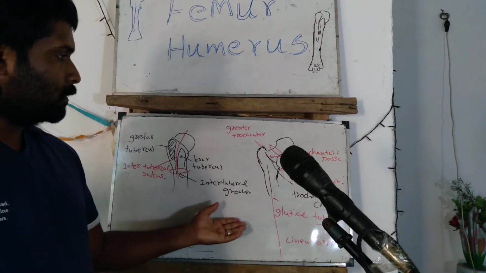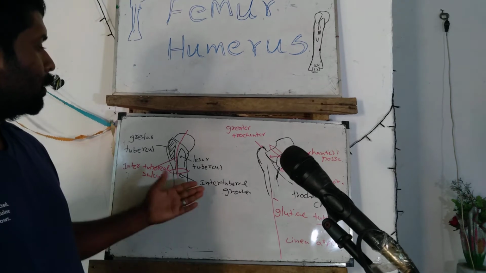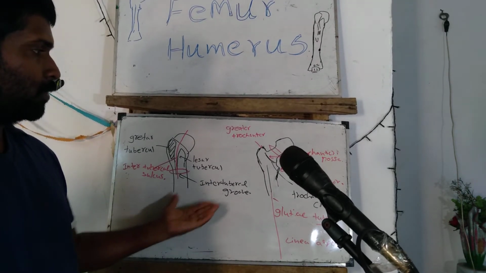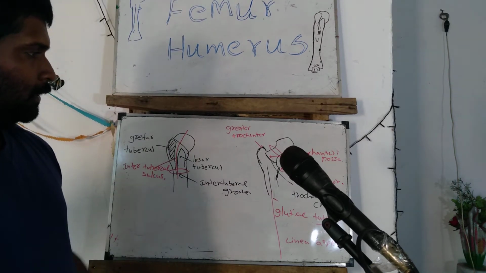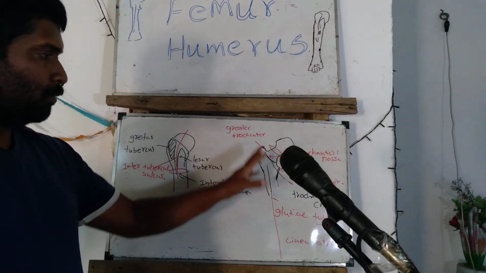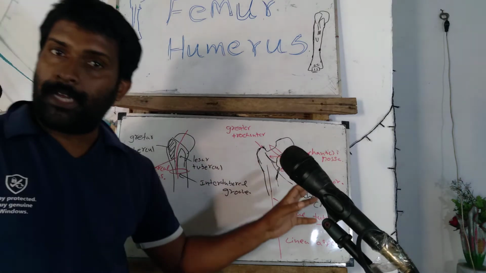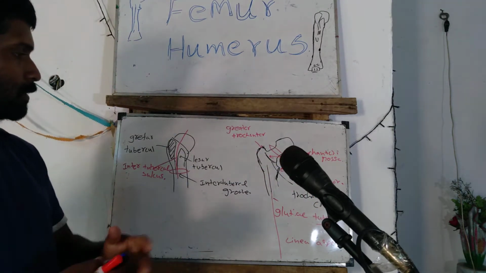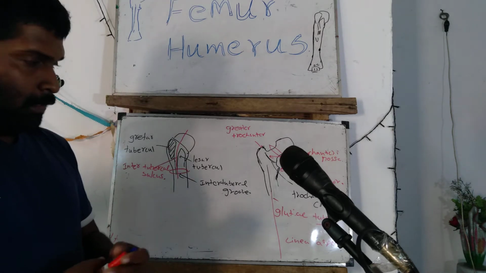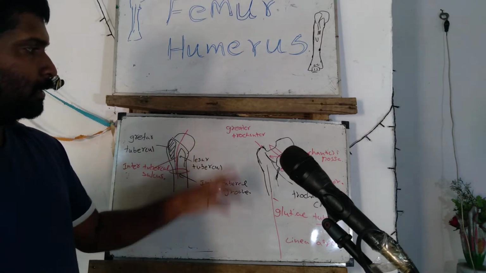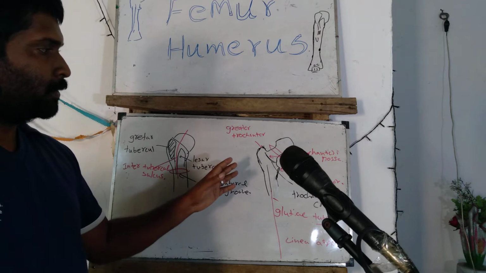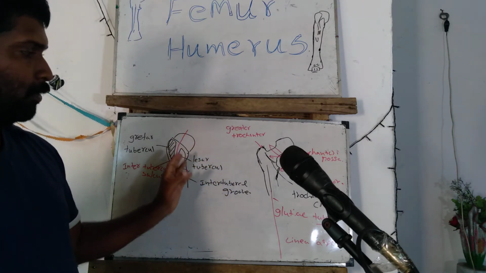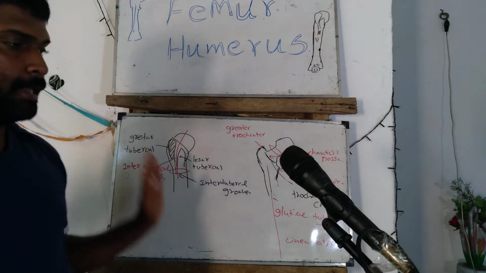Yes, again we start this session. We are talking about the humerus and femur, and getting some idea about the anatomical area in the femur and the humerus. Now we are going to discuss the innervation, the nerve supply of the femur and humerus.